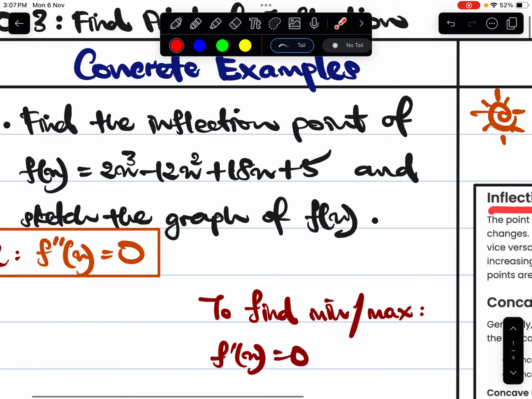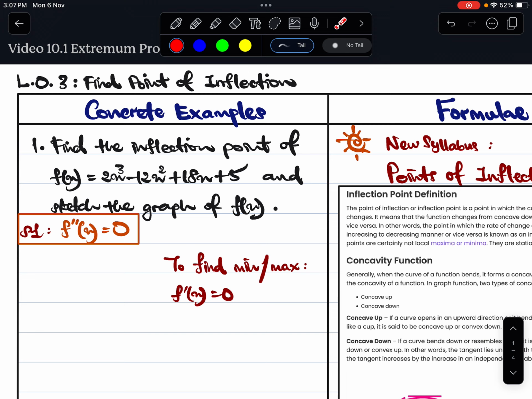So let's see this concrete example without wasting time. Let's read example 1. Find the inflection point of f(x). So this is our function. Let me highlight it first for you. This is our focus, the function f(x), and then we need to sketch the graph. So the first step is we need to find the derivative and then equal it to 0.